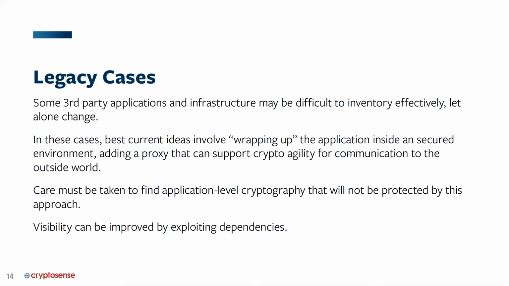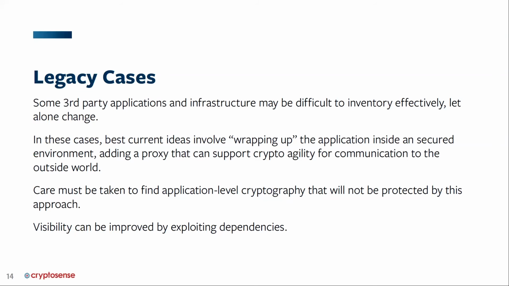And essentially, these ideas involve wrapping up the application inside an environment which we have to keep secure. So we know that the cryptography inside is no longer considered secure. And so we need to wrap it up, put a proxy on the outside that can support crypto agility, so it can support post-quantum when we need to and so on, and use that to communicate to the outside world and just sort of admit the risk of having to keep that internal environment secure.